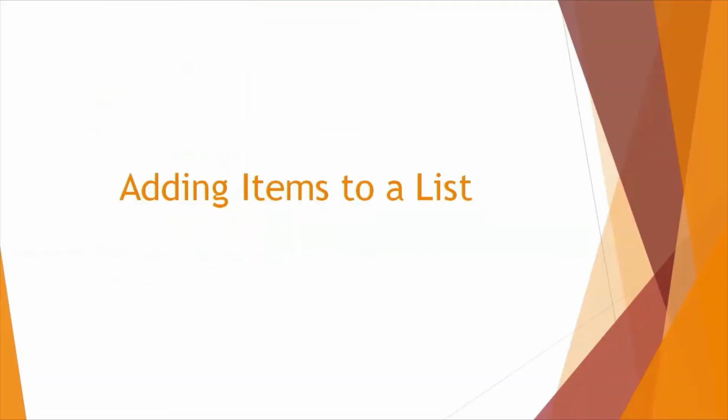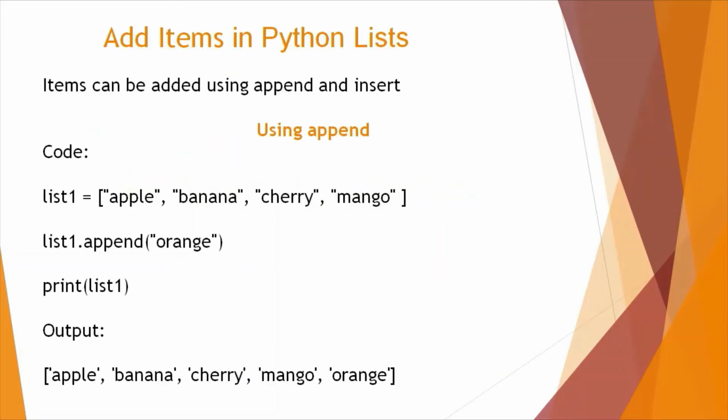So now let's have a look at adding items to a list. We can add items to a list using append and insert. Using append, we will say that list1 is equal to apple, banana, cherry and mango, and we want to add an item to the end of the list. By default, you will say list1.append, let's say orange, and let's print this, and the output will be apple, banana, cherry, mango and orange. So it will append this orange by default at the end of the list.